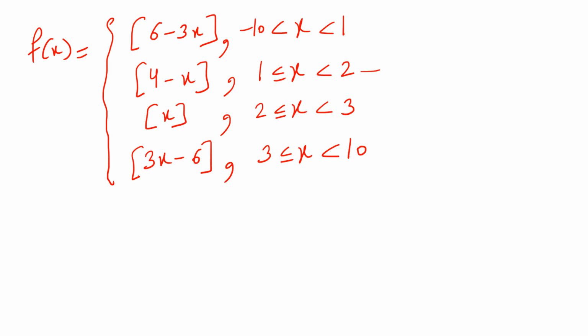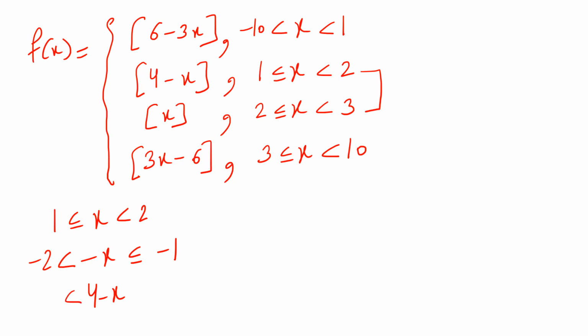Now students, I will discuss these two particular cases. That is the interval when x is greater than or equal to 1 and less than 2, and when x is greater than or equal to 2 and less than 3. Now, when x is greater than or equal to 1 and less than 2, then -x becomes greater than -2 and less than or equal to -1. So that means 4 - x becomes greater than 2 and less than or equal to 3. So I can say that in this particular interval, GIF of (4 - x) becomes equal to 2.